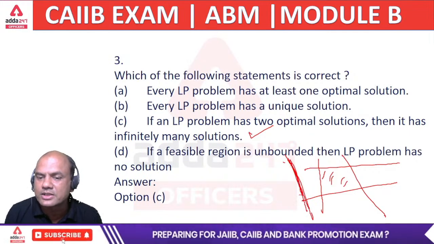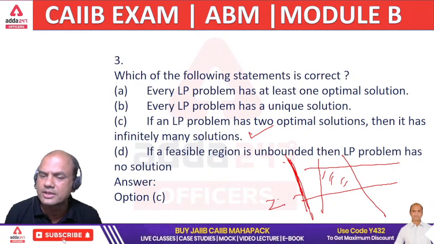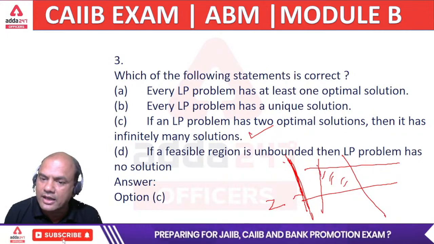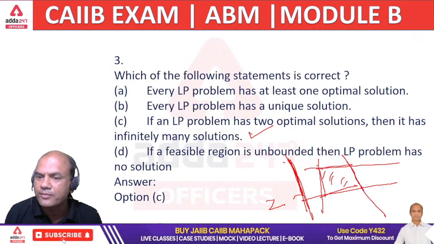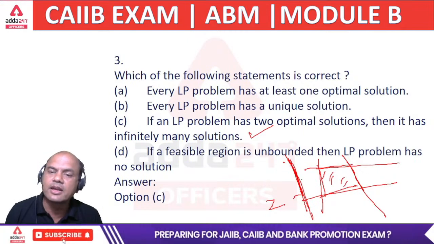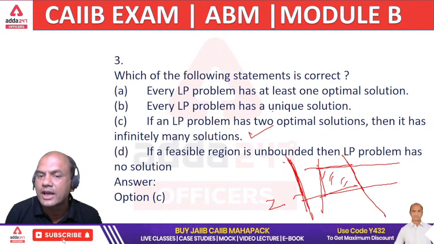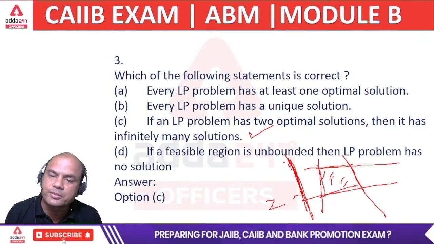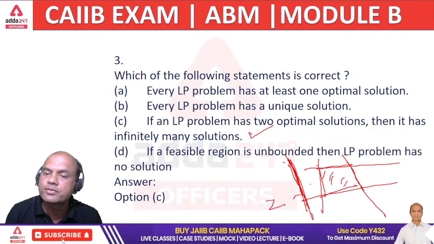The Z function is also called the objective function, both names are one and the same. If this Z function is parallel to one of the lines, either this line or this line or this line or this line, then it has infinitely many solutions, and then it has at least two optimal solutions, okay. So this is the answer. This case comes when the objective function is parallel to one of the lines of the feasible region.